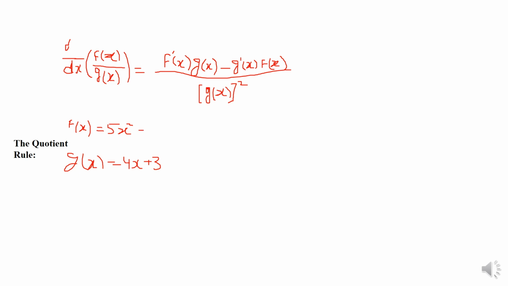So f dash of x is ten x, because the power is multiplied with the 5 and 2 minus 1 is 1, and the next derivative of the g of x is g dash of x, the first derivative of the function, which is equals to 4 and the constant is 0.